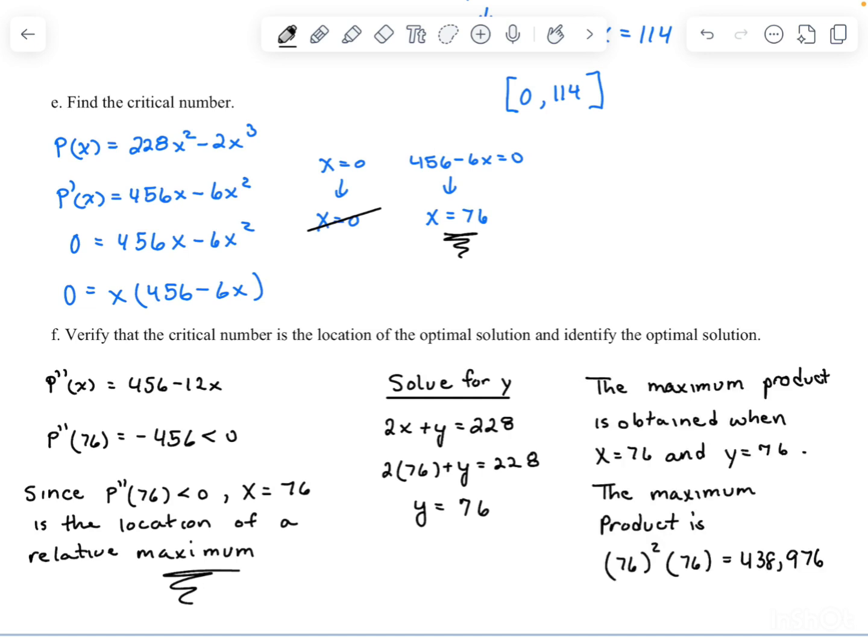The maximum product is obtained when x is equal to 76 and y is equal to 76. The maximum product is 76 squared times 76, which is equal to 438,976. And we are done.